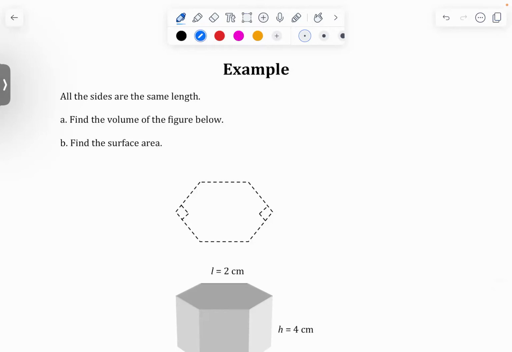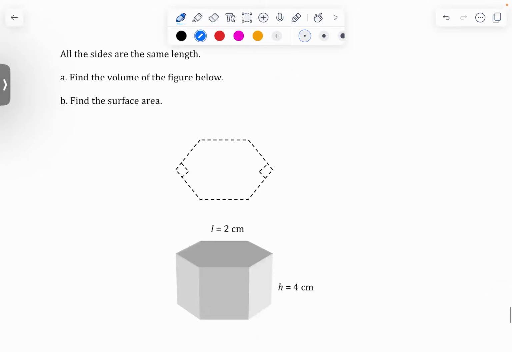All right. I have an example. All sides are the same length. Find the volume and the surface area. So I have a hexagonal solid. All sides are the same length, so if we're told this is 2 centimeters, that means it's 2 centimeters on every single side. Notice this did not say the angles are the same. So I have a right angle here.